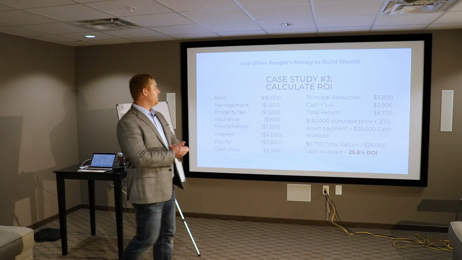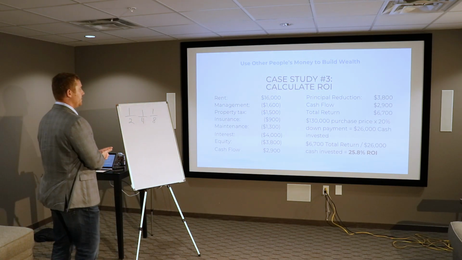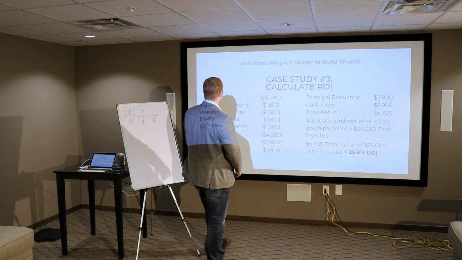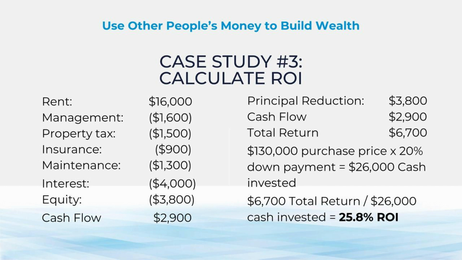Okay, so hopefully you will have something similar to what I have. So let's walk through it. Here are our income amounts, $16,000, and our expenses. Coming down, let's go ahead and figure out cash flow.